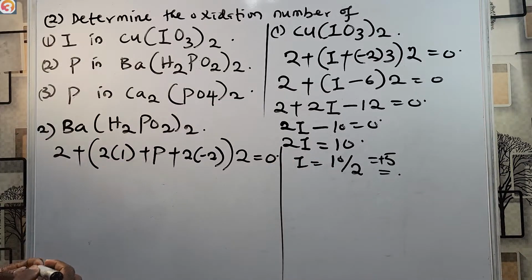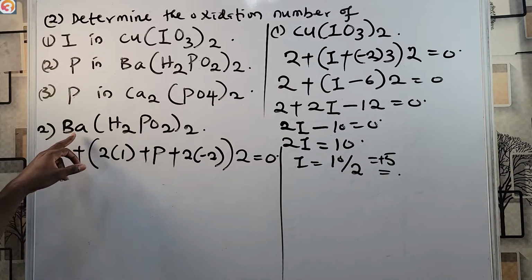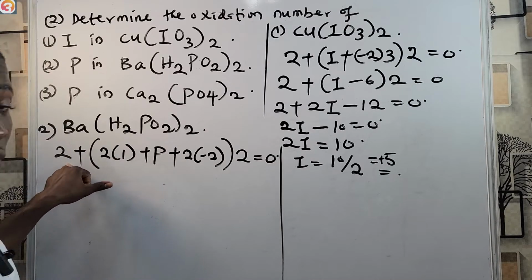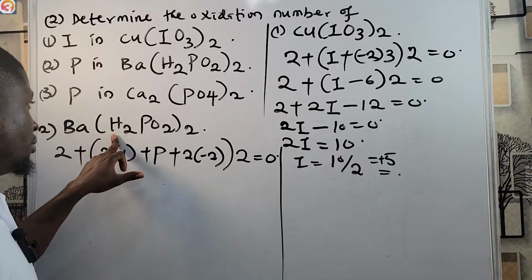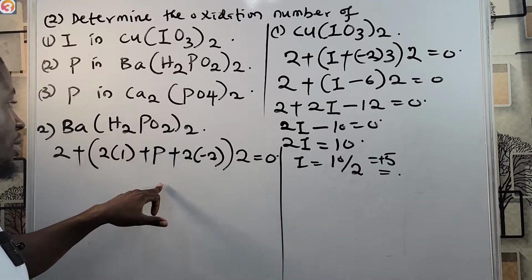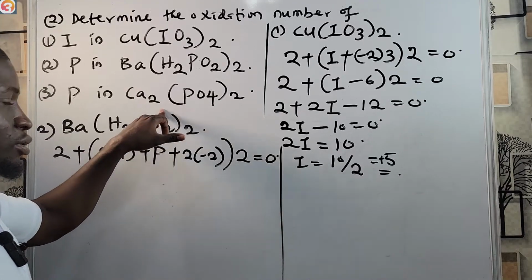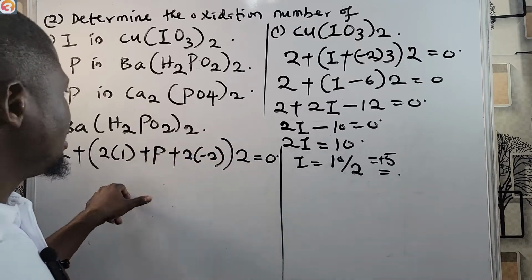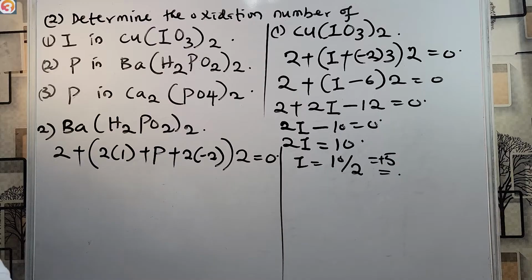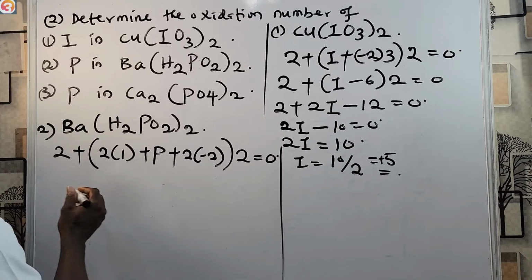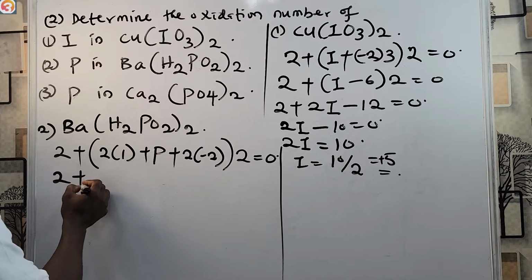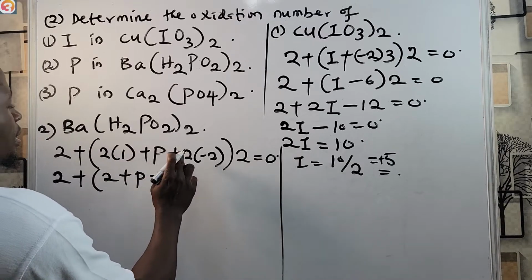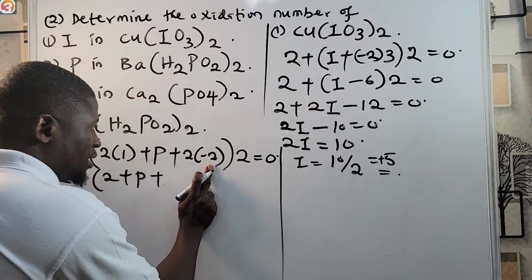Okay. So that is very easy. Now barium, I'll come again. Barium is 2, right? Hydrogen is plus 1, right? Then plus P, which we are looking for. Then plus oxygen is minus 2, that's minus 2 times 2 atoms of oxygen, right? Everything multiplied by 2 is equal to 0. So now every other thing is easy peasy here. So let's open the brackets out. 2, then plus 2 times 1 is 2, plus P. 2 times 2 is 4. You're having minus 4 here.